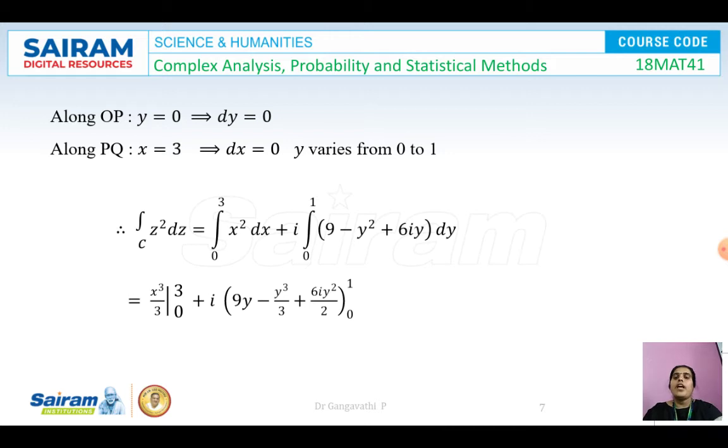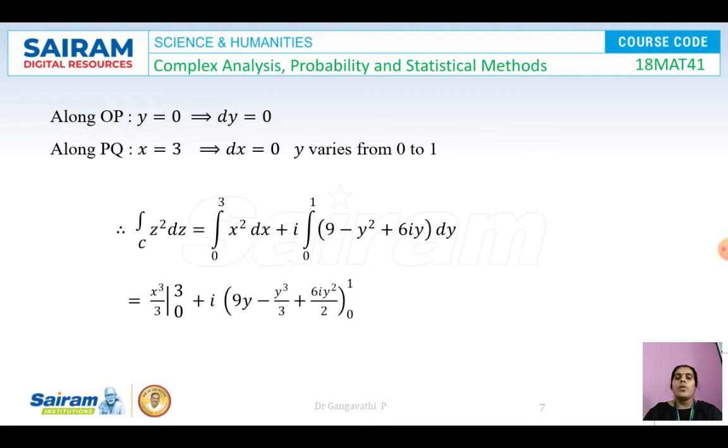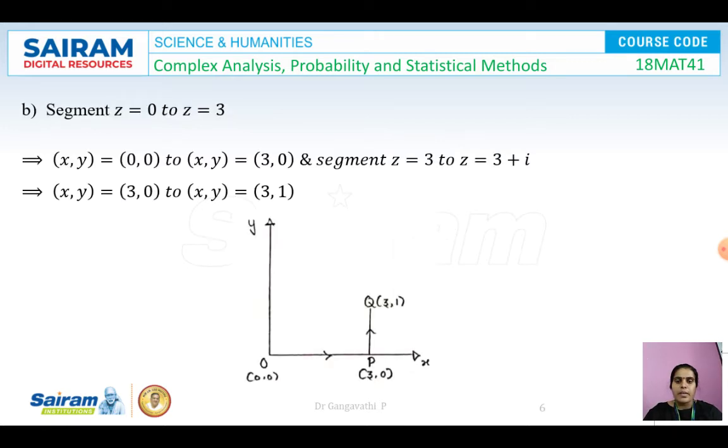Proceeding further, the curve is split up into two parts: one is OP and the other one is PQ. Along OP, it is the x-axis, the equation of which is y equal to 0 and dy is 0. And for PQ, the equation is x equal to 3 and dx is 0, and it is a vertical line, so y varies from 0 to 1. So the integral over C of z square dz is the integral, substituting the limit 0 to 3, of x square dx plus i into the integral 0 to 1, and expanding z equal to x plus iy whole square, we get this from the previous equation. You can see the equation of the line is x equal to 3.